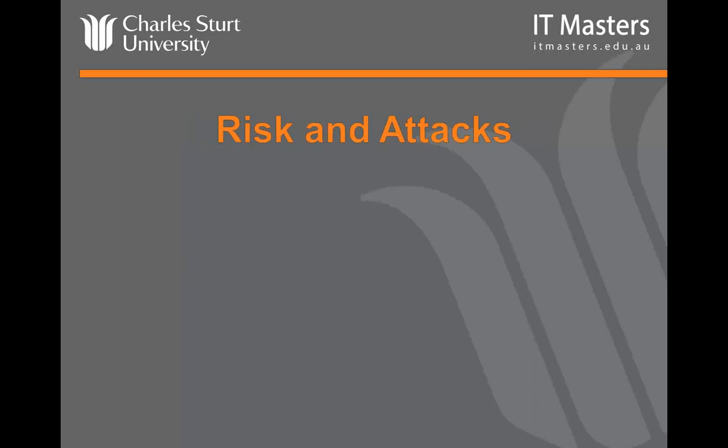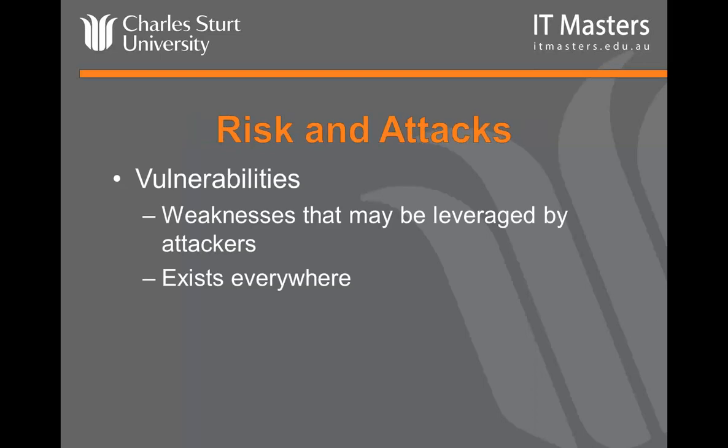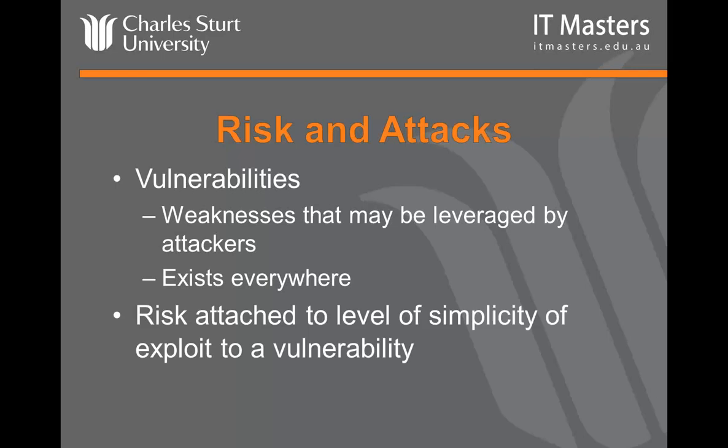So risk and attacks: vulnerabilities are weaknesses that may be leveraged by attackers, and they exist everywhere. And we know that. There are plenty of vulnerabilities in Windows desktops, in Linux desktops, it's everywhere. It's in operating systems, in networking devices, in firewalls, everything's got a weakness somewhere. Okay? At some stage or another, there will be a weakness found just about anywhere. And this again is why security is often a reactive thing.